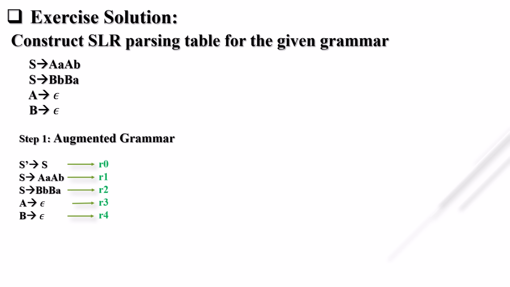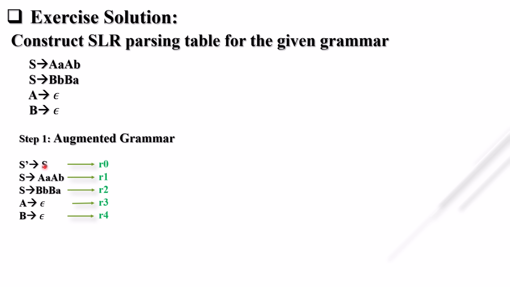So here our starting symbol is capital S. In step number 1, how to create augmented grammar. If your starting symbol is S, then you simply introduce a new non-terminal, that is S dash tends to S. If your starting symbol is capital A, what we have to do? A dash tends to A.